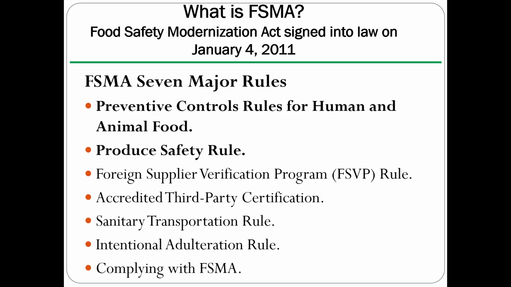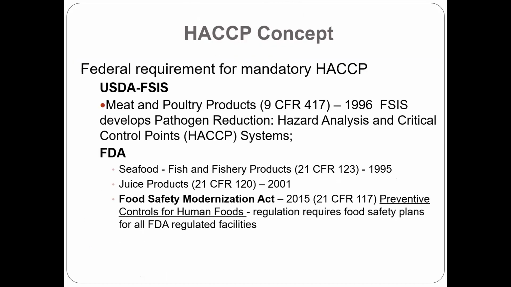Okay, so they talk about the 7 major rules, and here we're only going to focus on the preventive control rules for human and animal food. This is what I just mentioned, but I want to emphasize again that FSMA does carry on the HACCP concept. Like I mentioned, in 1996 there was a regulation in the Federal Register for pathogen reduction, hazard analysis, and critical control points. And FDA had seafood and juice products HACCP plan generic models before the Food Safety Modernization Act came out in 2015.